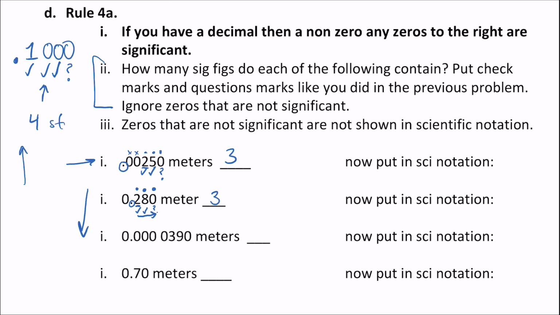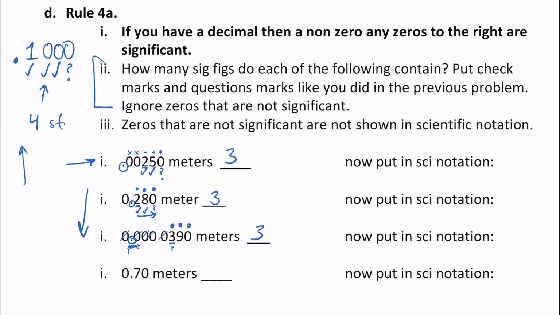Same thing's true for the next one. Here's your decimal. Here's a non-zero, which means all of these don't count, even though they're after the decimal, that doesn't matter. You need both. You need the decimal and the non-zero, then they count. So 3 and 9 always count because they're not zeros. And this one counts as well, this 0 to the right of both a decimal and a non-zero. So this has 3 as well.